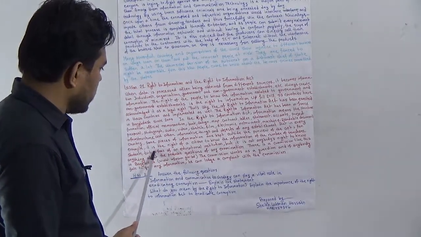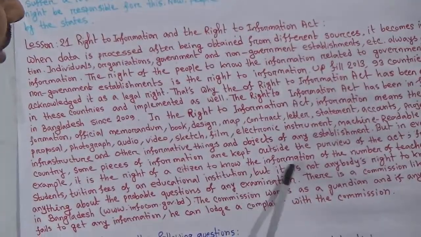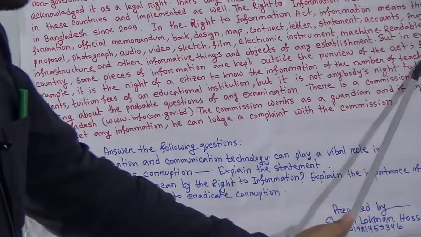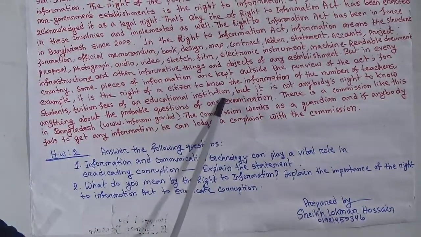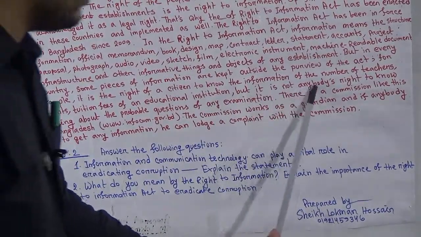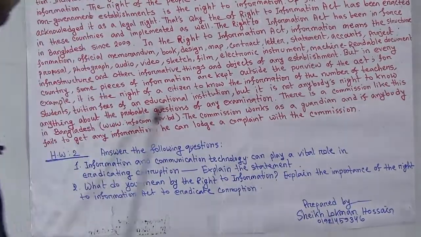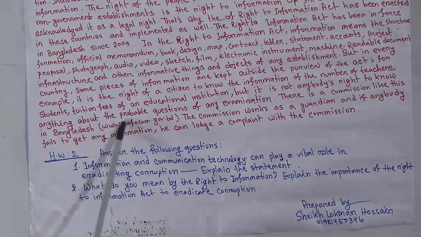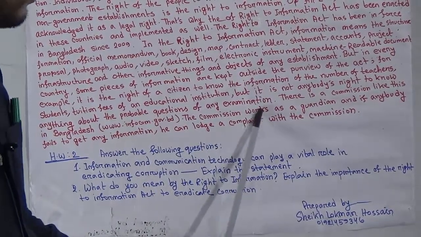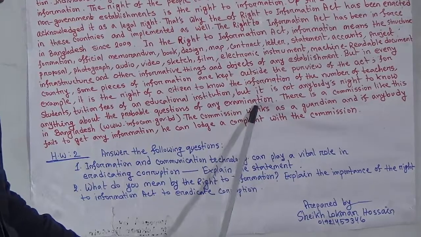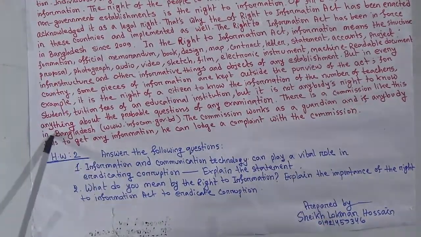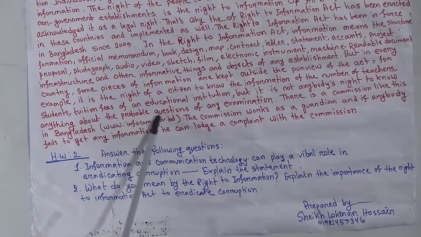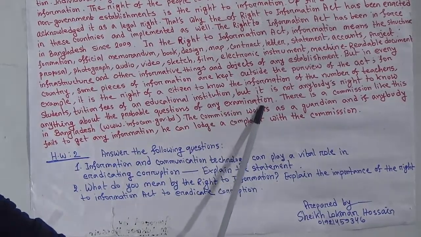So let's see again: it's the right of a citizen to know the number of teachers, students, and tuition fees of an educational institution, but it's not anybody's right to know anything about the probable questions of any examination. Again, please note it down: it's not anybody's right to know anything about the probable questions of any examination.